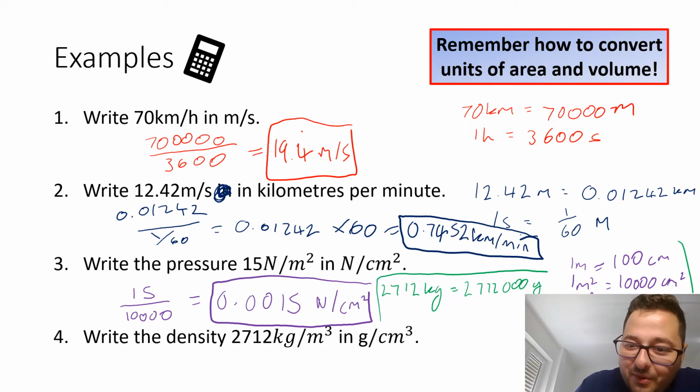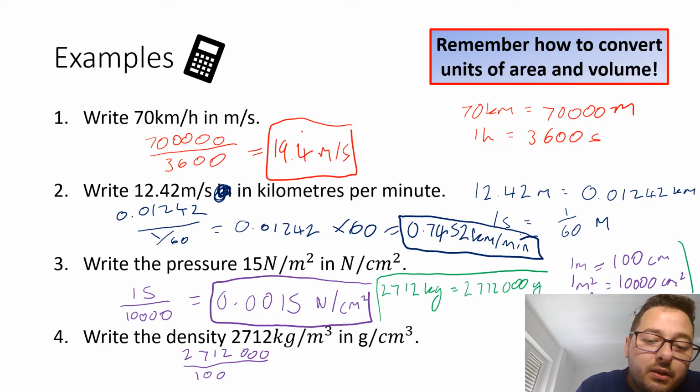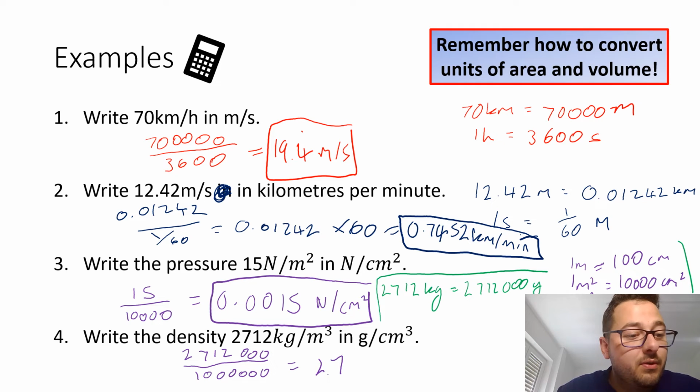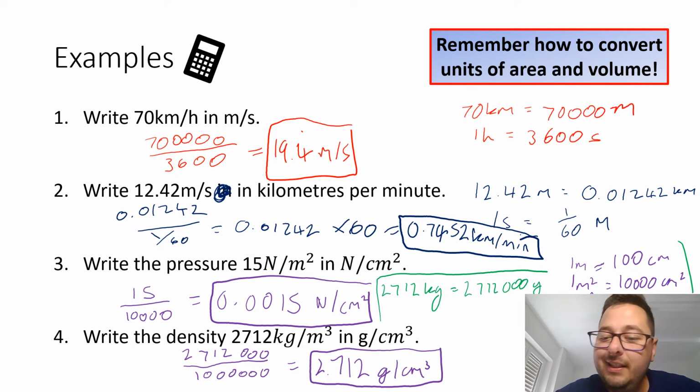Okay, so we've got our kilograms, so it's going to be 2,712,000 like that, divided by 1 million. Okay, so 2,712 divided by, yeah, and it's just going to end up as 2.712, and it's the density, so it's grams per centimetre cubed. Okay, all right, so a little bit fiddly, but hopefully it was all okay.